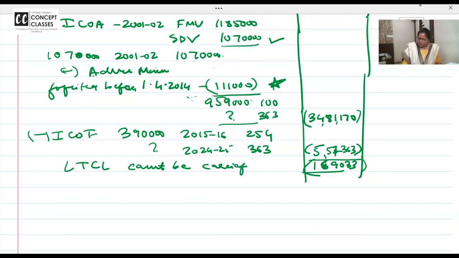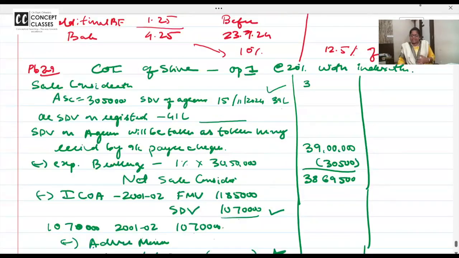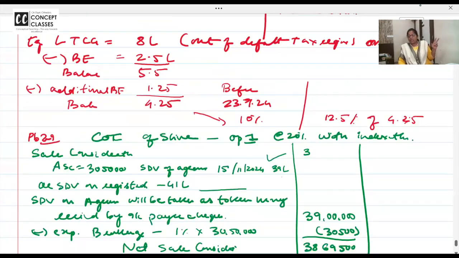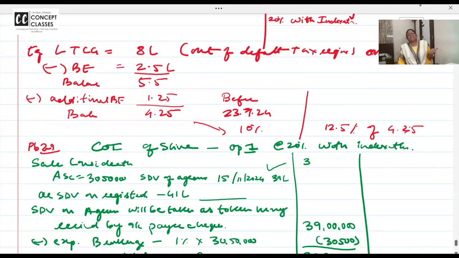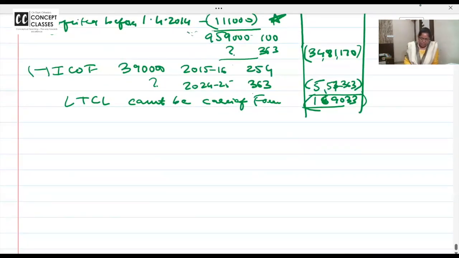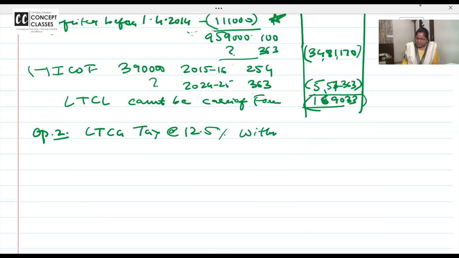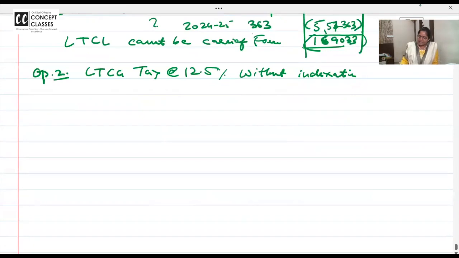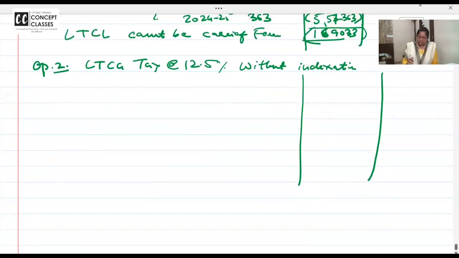Ma'am, why? I taught you carry forward and set off of losses, but now I am only saying this cannot be carried forward. The reason is, in this financial year, you have an option. Either pay the tax at the rate of 20% with indexation. If there is a loss, it will not be allowed to be carried forward. Or go for option 2. That is long-term capital gain, pay the tax at the rate of 12.5% without indexation. Okay? With indexation and without indexation.